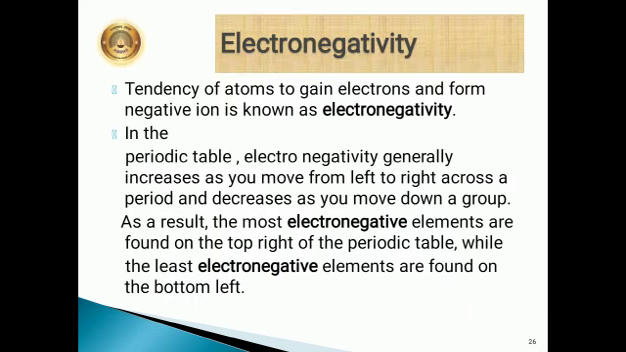So we can infer in a very short way, the tendency of atoms to gain electrons and form negative ions is called electronegativity. In the periodic table, electronegativity generally increases as you move from left to right across the period and decreases as you move down the group. As a result, the most electronegative elements are found at the top right of the periodic table, while the least electronegative elements are found at the bottom left.